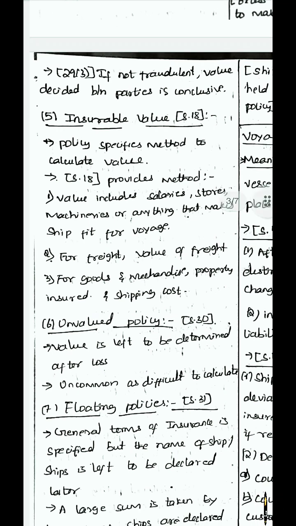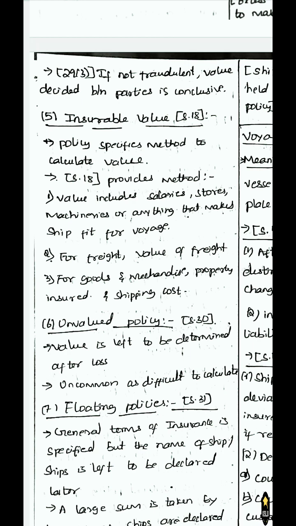The next is insurable value. The policy specifies a method to calculate value. So in this type of marine insurance policy, the policy itself specifies how to calculate the value. Section 18 provides that method. The value includes salaries, stores, machinery or anything that makes a ship fit for a voyage. So the value of the ship which makes it fit for the voyage is the value of the policy.